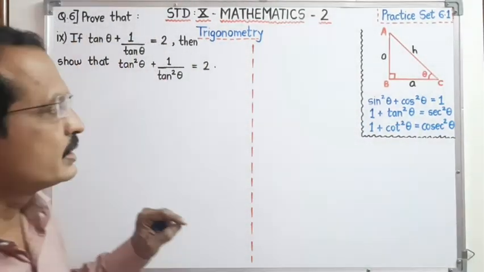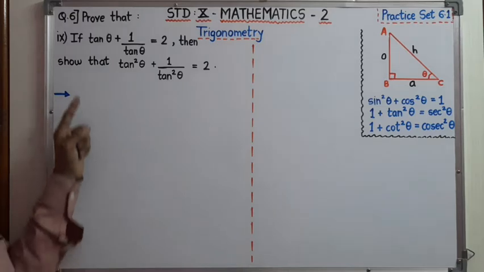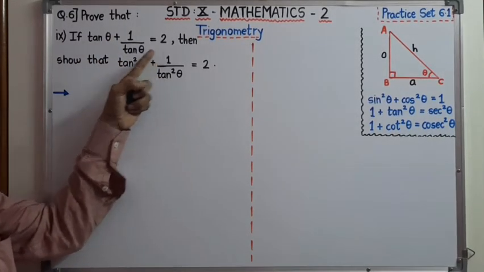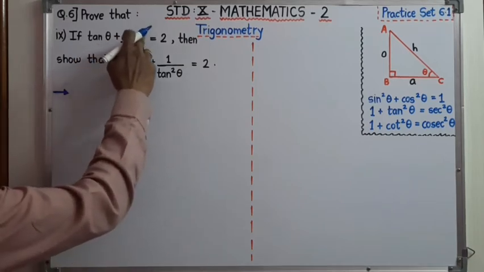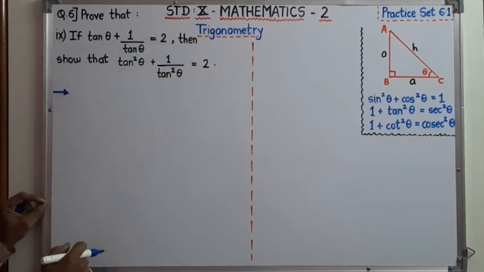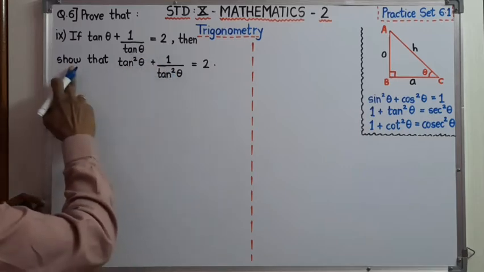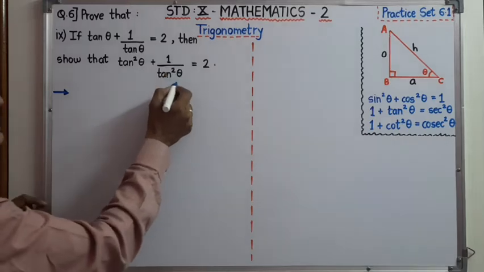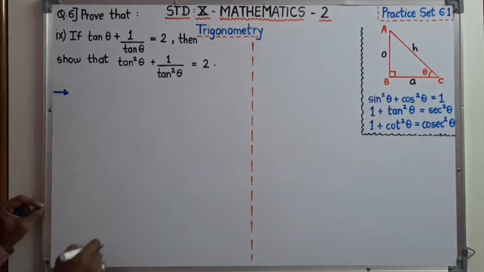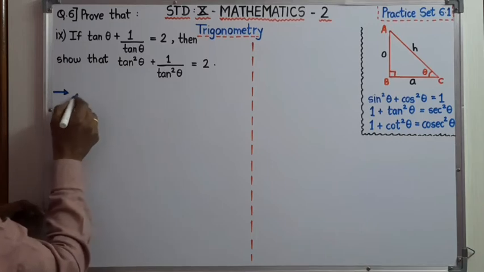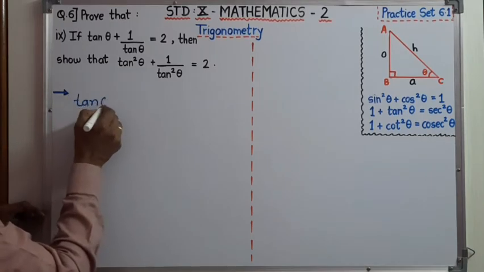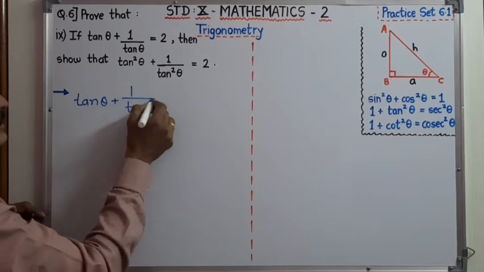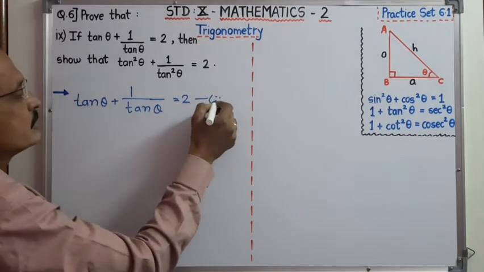Dear student, see question number 9. If tan theta plus 1 upon tan theta is equal to 2, then we have to show that tan square theta plus 1 upon tan square theta is equal to 2. That means tan theta plus 1 upon tan theta is equal to 2. This is given.